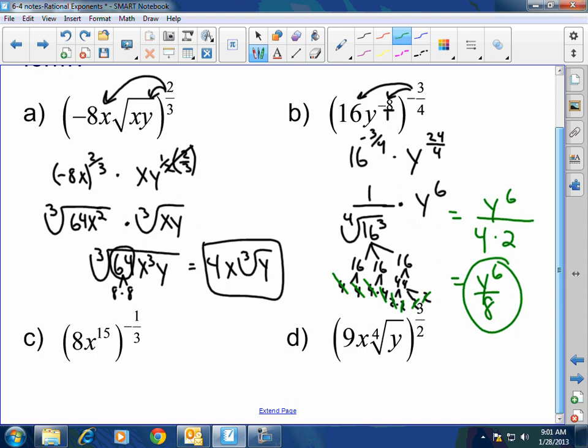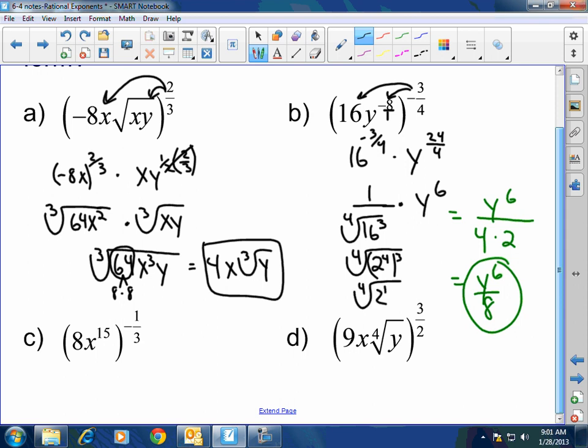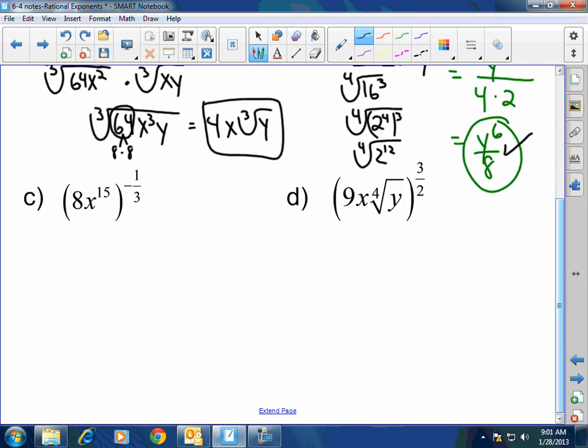Okay. There could have been easier ways to do this. For example, you could have done this. 16, that's 2, 4, 8, 16, that's 2 to the 4th power. So you could have gone 4 times 2 to the 4th raised to the 3rd, which is the 4th root of 2 to the 12th power, and 12 divided by 4 is 3, 2 to the 3rd is 8. Either way, several different ways to skin this cat, my friends.